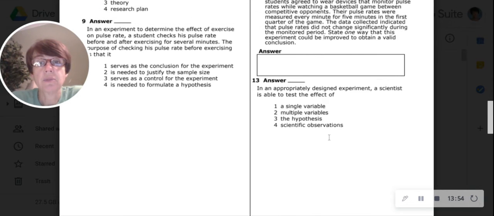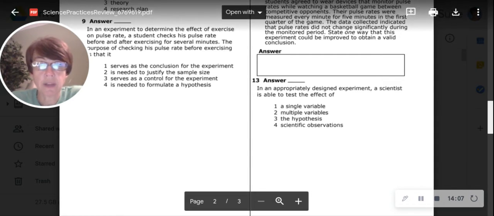All right, a scientist is able to test the effect of the hypothesis. The hypothesis is not the effector. That's not what's happening. And is to test the effect of scientific observations. Scientific observations have no effect on anything. They're just simply an observation. So best answer there is number 1.